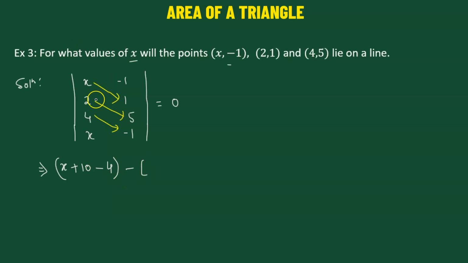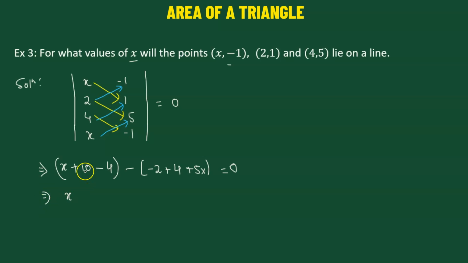Let's take the product of 2 and negative 1, which is going to be negative 2. To it we are going to add the product of 4 and 1, which is simply positive 4. And then we have the product of x times 5, so that's 5x, and we're going to add this to the rest. This will be equal to 0. So let's find out the value.